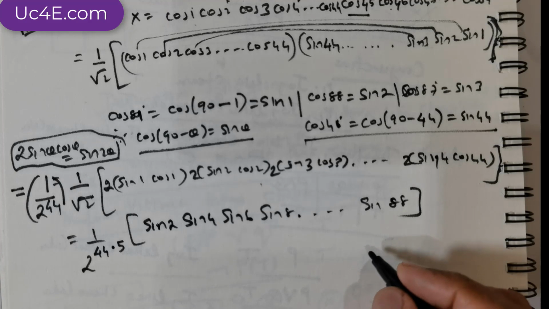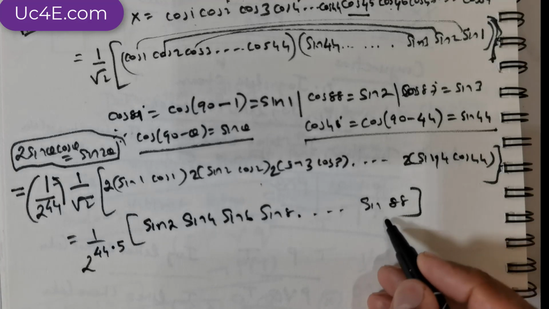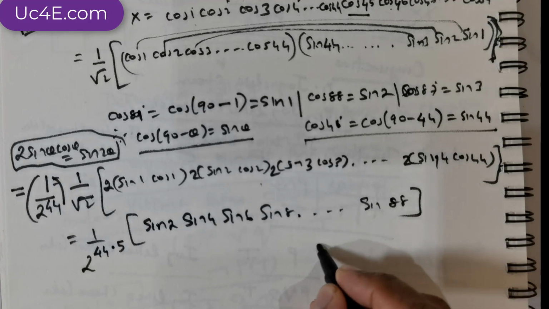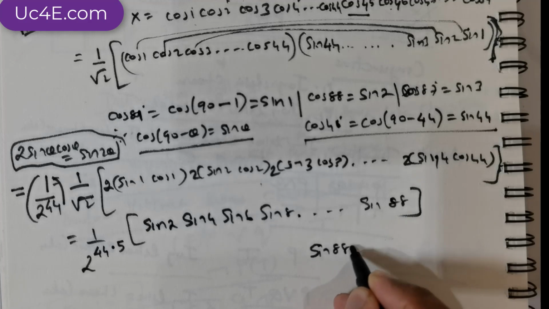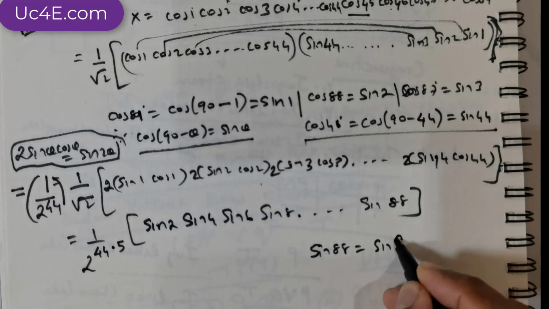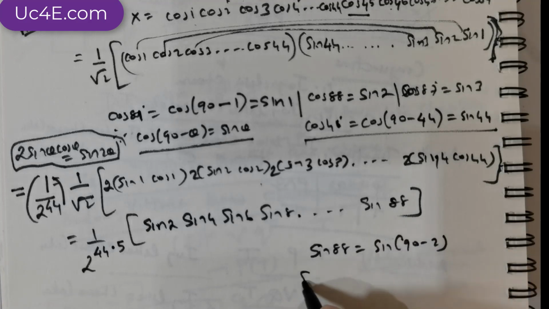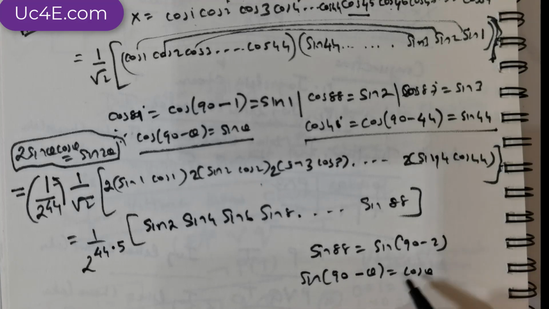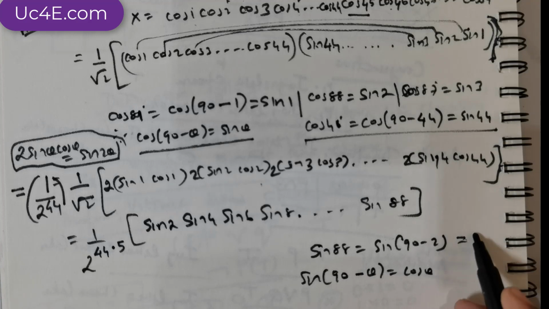again, what I wish to do is rewrite sine 88. Now what is sine 88? Sine 88 is nothing but sine of 90 minus 2. Now there is a formula: sine of 90 minus theta is equal to cos theta. So in this case this is going to be equal to cos 2.